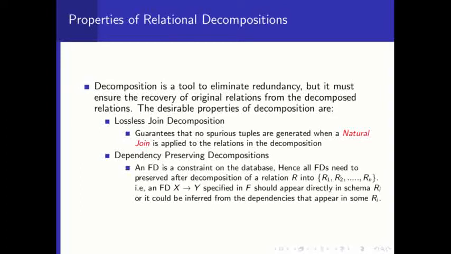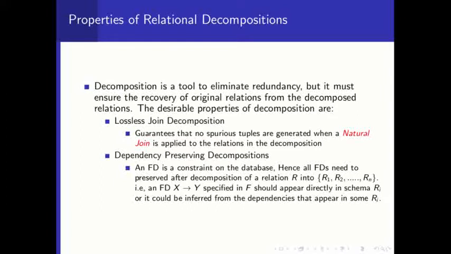As we all know, what is dependency preserving decomposition? An FD is a constraint on the database. Hence, all FDs need to be preserved after decomposition of relation R into R1, R2, ..., Rn. That is, an FD X determines Y in F should appear directly in some schema Ri, or it could be inferred from dependencies that appear in Ri.